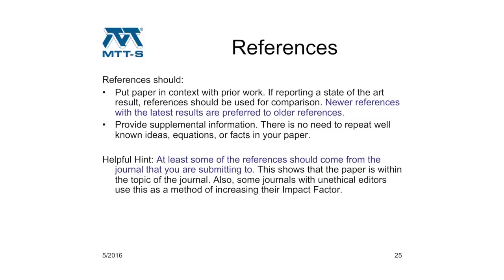A helpful hint, in fact, it's not a hint, I really highly recommend it. Some of your references must come from the journal you're submitting to. That does two things. It convinces the editor that you're publishing a paper within the scope of that journal. If I received a paper where all the references were for Transactions on another topic and none to my journal, that's a clue to me of two things.